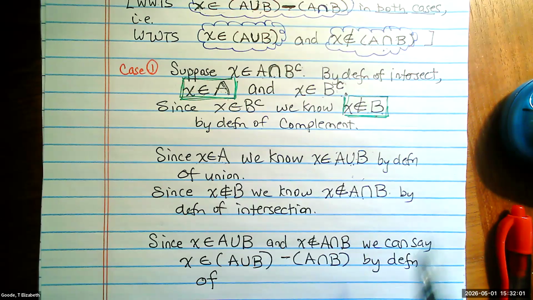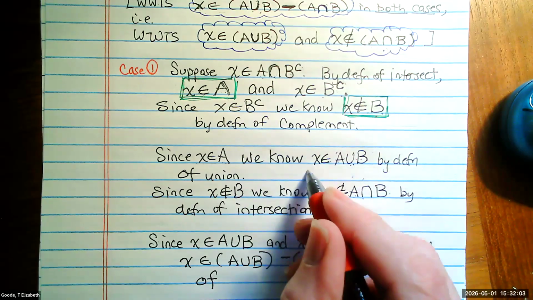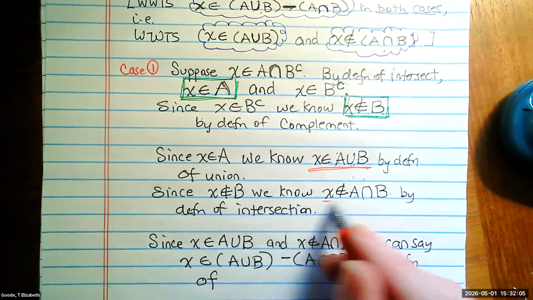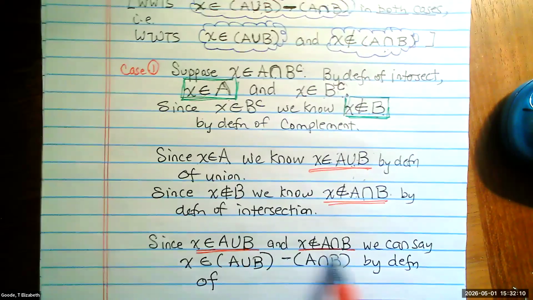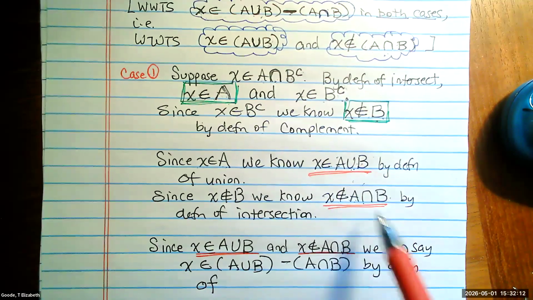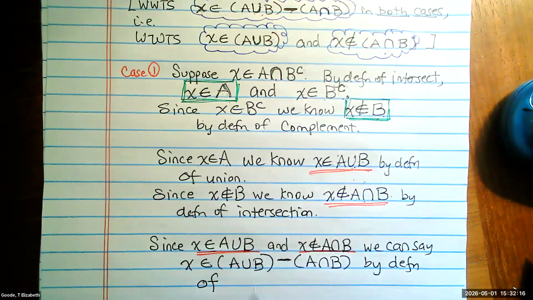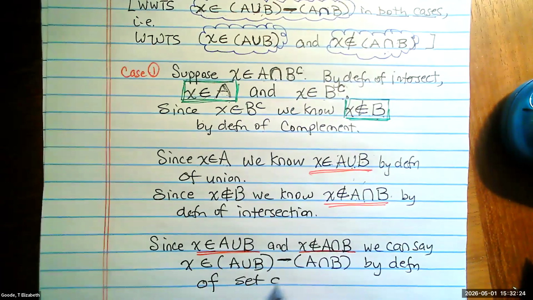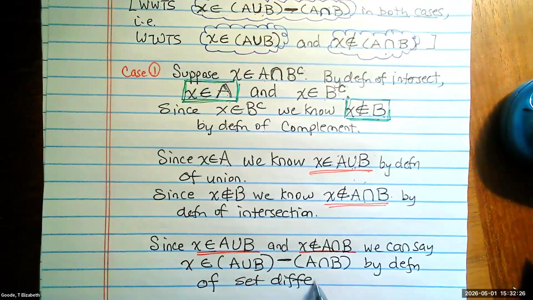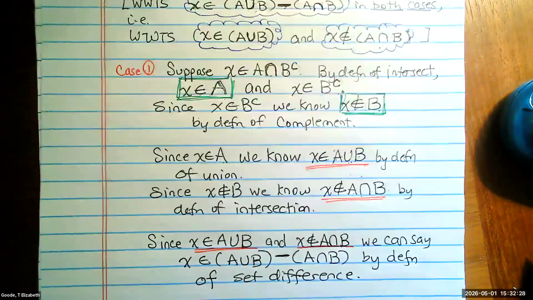Okay, we got there. We got here and we got here. So now we're using those facts. Because it's a difference, because this is the subtraction symbol. We put these two statements together with this. So that's what I mean by definition of set difference, because we got it in the first set and not in the second.